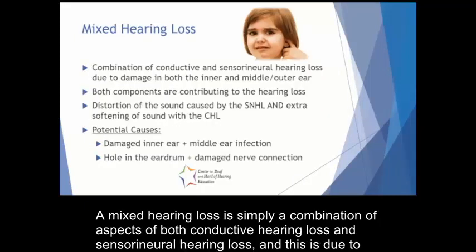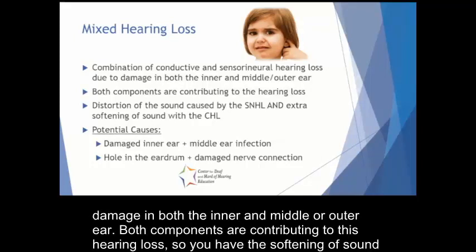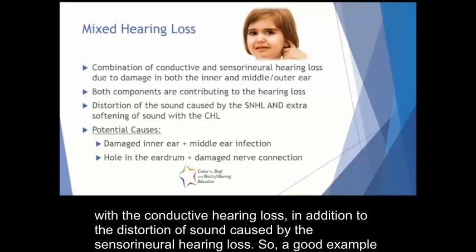A mixed hearing loss is simply a combination of aspects of both conductive hearing loss and sensorineural hearing loss. And this is due to damage in both the inner and middle or outer ear. Both components are contributing to this hearing loss. So you have the softening of sound with the conductive hearing loss in addition to the distortion of sound caused by the sensorineural hearing loss.